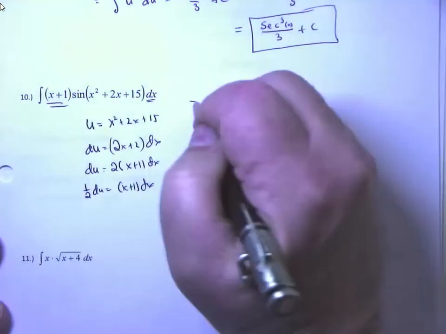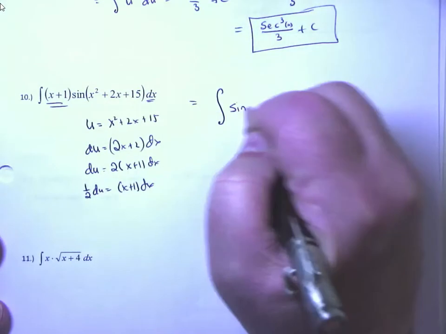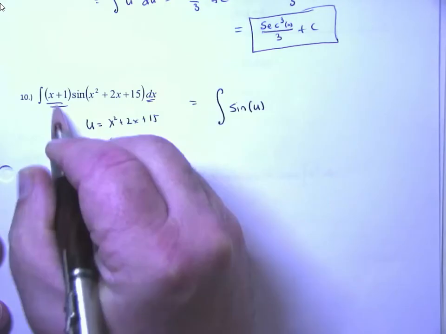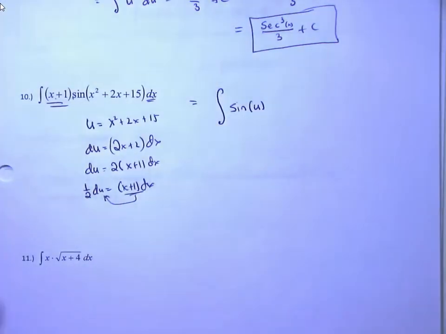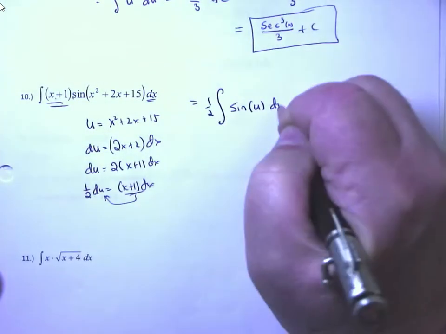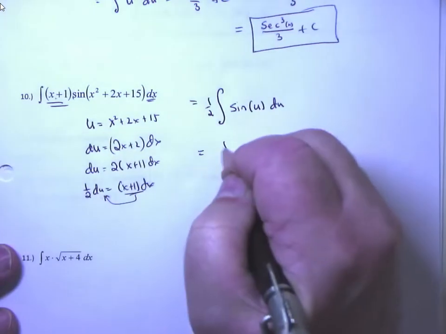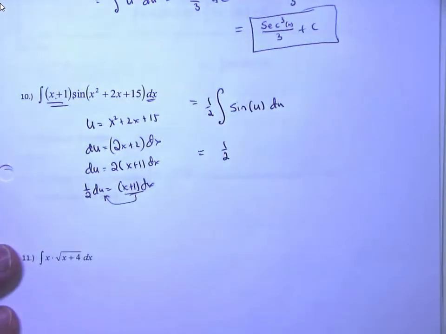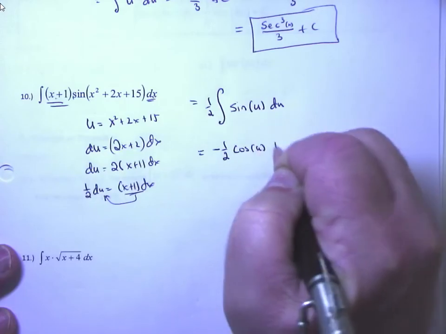So when I substitute, this becomes an integral. This is my function sine, but u was the angle, sine of u. And the (x + 1) dx gets replaced with 1/2 du. 1/2 is the constant, we put it on the front, and we always stick the du in the back. So it turned into an easier problem: 1/2 the integral of sine u du. What is the integral of sine? Negative cosine. Times 1/2 would be negative 1/2 cosine of u plus C.